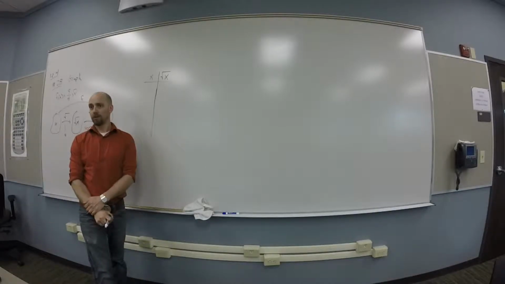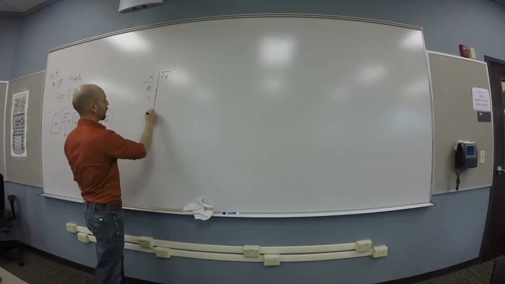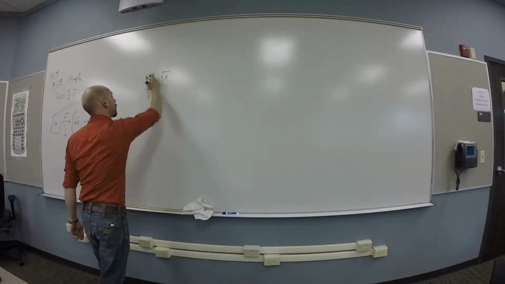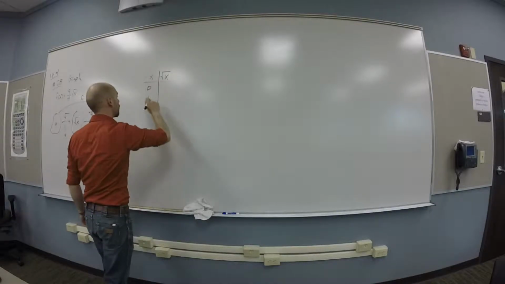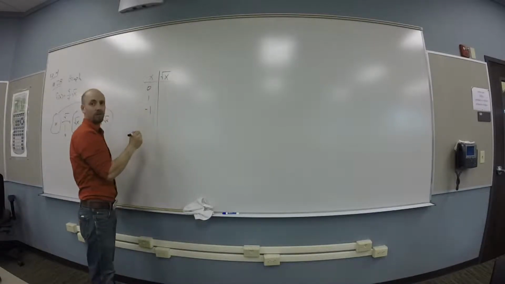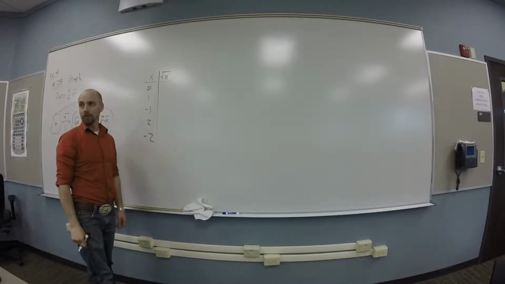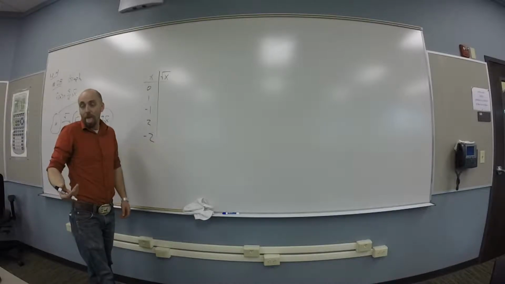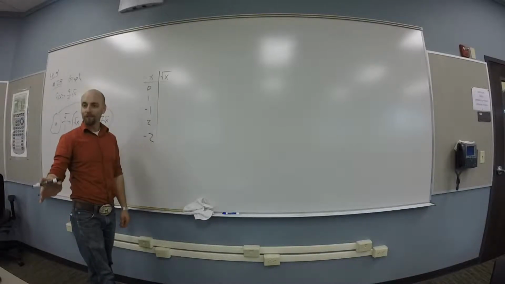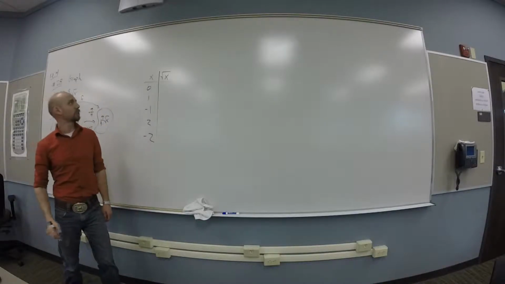Let's do 4 and 2. Okay, 0, 1, 2. Wow, how did my table not do those numbers? Let's set up negative 1, negative 2. Those are your favorite 5 points, right? Go with the generic. Okay, so what's square root do?